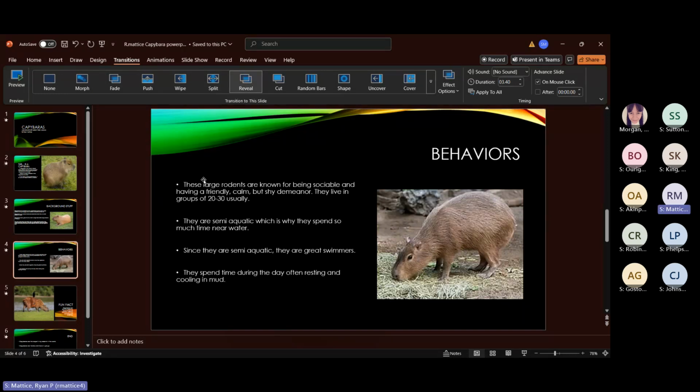Behavior-wise, they're very large and they're both sociable and generally very friendly, albeit shy. They travel together in groups of 20 to 30 usually. They are semi-aquatic, which is, as mentioned, why they spend so much time near water, and they're very good swimmers as a result. During the day, they'll usually just sit down in grass, mud, whatever, just cooling down and resting, because I guess that's their definition of relaxing.